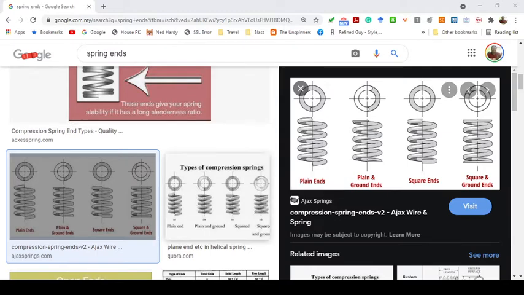They have the plane end, the plane and ground end, the square end, and the square and ground end. You can see the difference here. The plane end looks like this. This is the plane and ground end, cut in half here. Then this is the square end, a square shape. It's most likely like the plane end, but you can see the figure here. This is the square and ground end. You can see the difference is the angle of this.